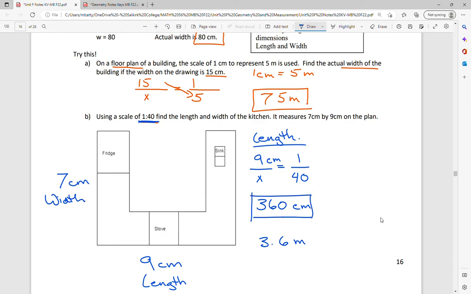If I do the same thing for the width, I would have the drawing measurement over the actual real world would equal the 1 over 40. This is going to scale it up to be the measurement in real life. So 7 times 40 divided by the 1 here gives me 280 centimeters.